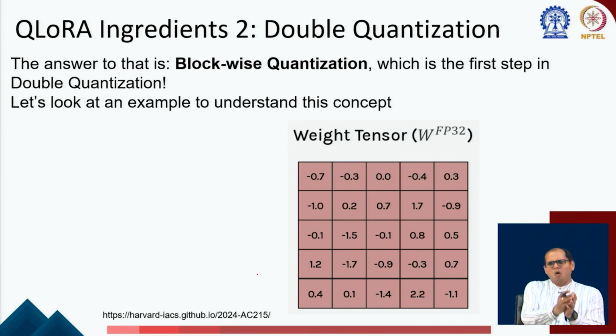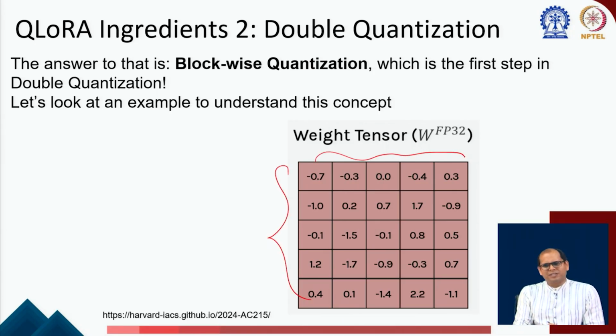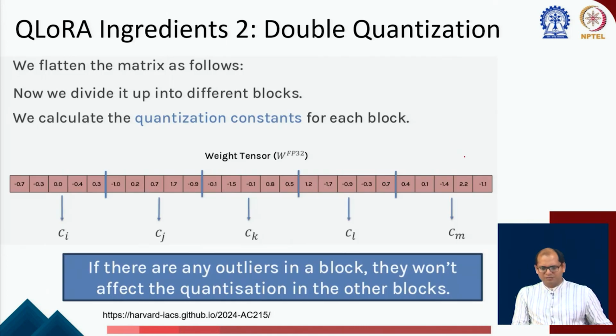That is, we don't take all the weights together and do quantization, but we divide the weights into some blocks and do quantization individually for each block. This is what is called block quantization. So for example, let's take this weight tensor again. This is a 5 cross 5 weights, 25 weights. Previously, I was finding the absolute max here, and this can be an outlier, and because of that quantization will have a huge problem. But now suppose I divide into blocks of 5 each. So you flatten this matrix and you divide it into blocks of 5 weights each.